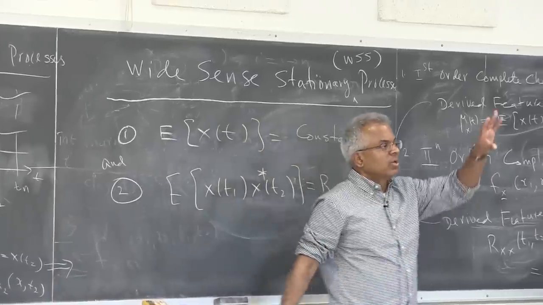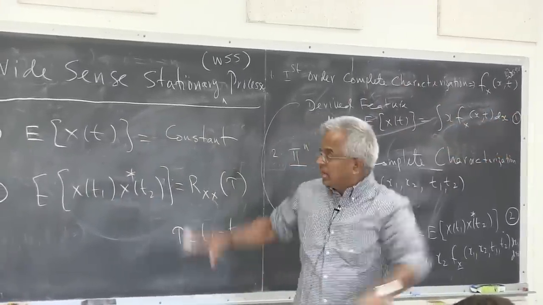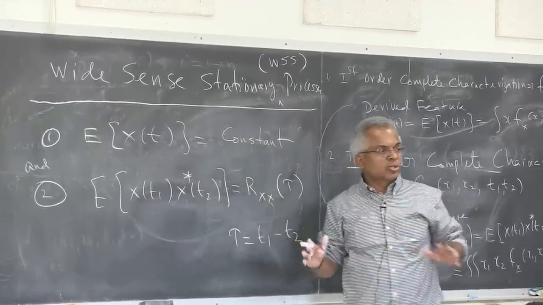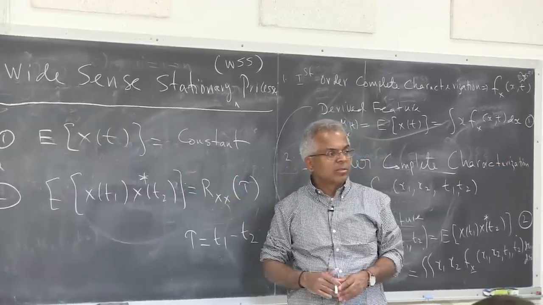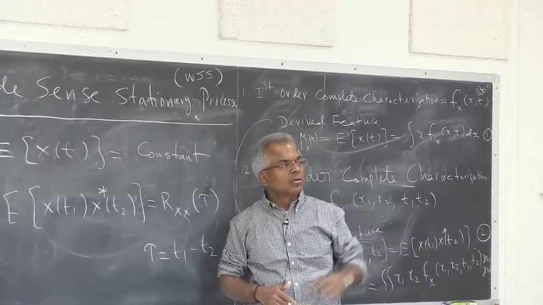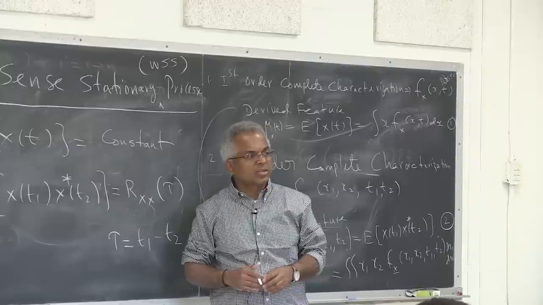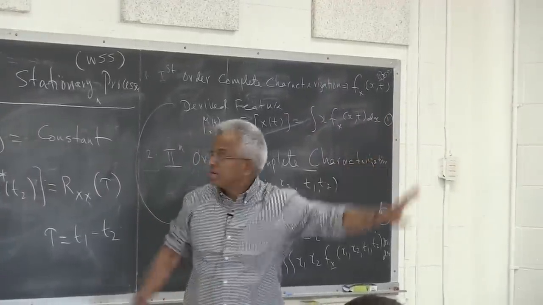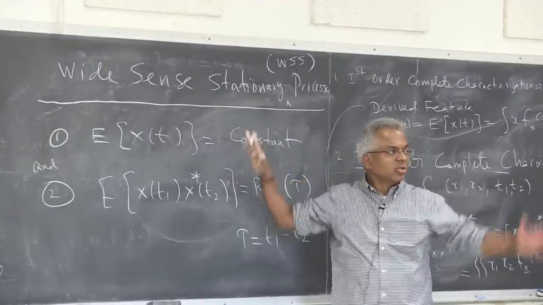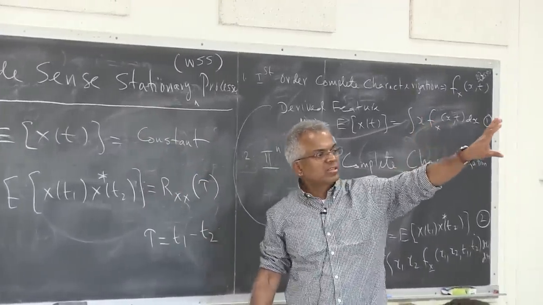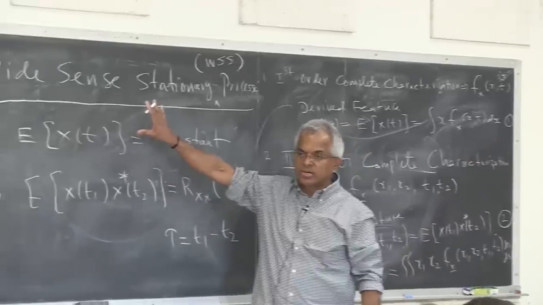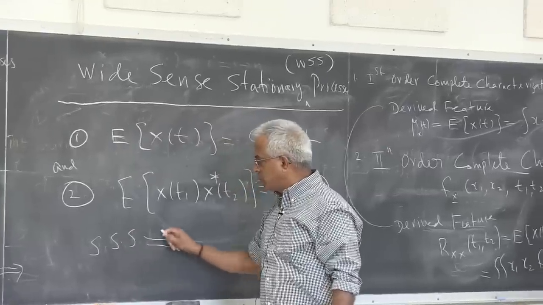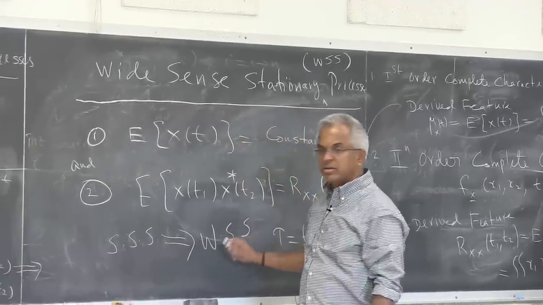So we take this as our definition, right? So you can see what we are doing. We look at the properties or consequences there, and then we use those consequences to start a new definition. So which one is stronger? Why is strict sense stationarity stronger? Because if you have strict sense stationarity, those two conditions are free. If those conditions are free, you get this automatically. So you should be able to see that if a process is strict sense stationary, it's automatically wide sense stationary, right? So I can write that strict sense stationarity, I just proved to you, implies wide sense stationarity.